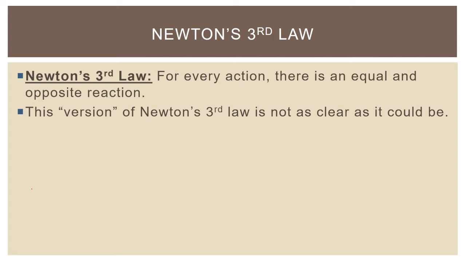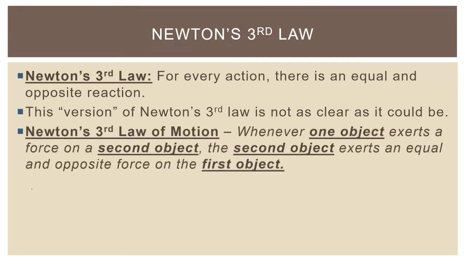So the version of Newton's third law that's written this way is a little vague. And what we would like is a version of Newton's third law that is a little more detailed and specific. And so to put a little more detail on it in terms of exactly how it is affecting the motion of all of these objects here, we can say Newton's third law of motion says whenever one object exerts a force on a second object, the second object exerts an equal and opposite force on the first object. And this is always true.